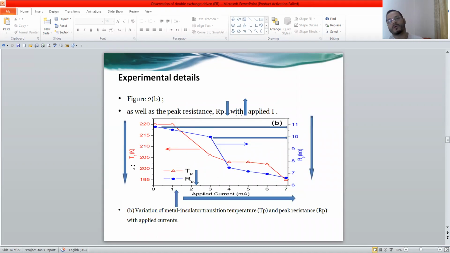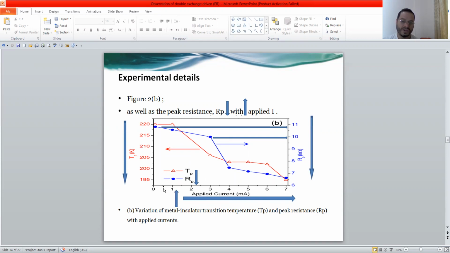Now let's take a look at the peak temperature and the peak resistance. Peak means the maximum. At figure 2b, the peak resistance decreases with increasing applied current. Let's take a look at what that means and prove it. Here we have two axes: the applied current on the x-axis, from 0 to 7, and the peak temperature on the y-axis, from 0 to 220 Kelvin.